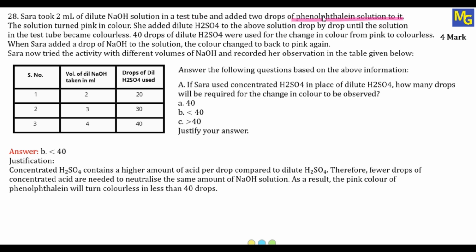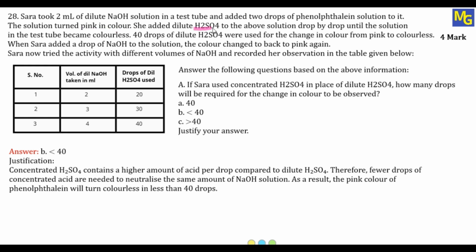What is phenolphthalein? It is an indicator, a type of acid base indicator. The indicator which is used to find whether the given solution is acid or base by changing its color is called an acid base indicator. Phenolphthalein is one of the common acid base indicators, which gives pink color in base and remains colorless in acid. So she took the basic solution and added 2 drops of phenolphthalein. As I told, when it is added to base, it should give pink color. So the solution turned pink in color.